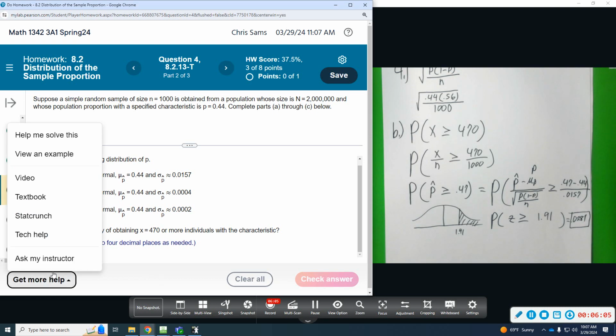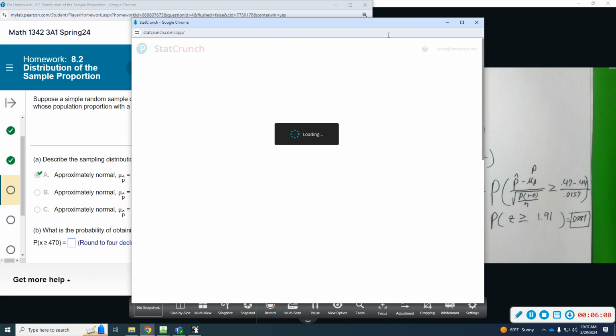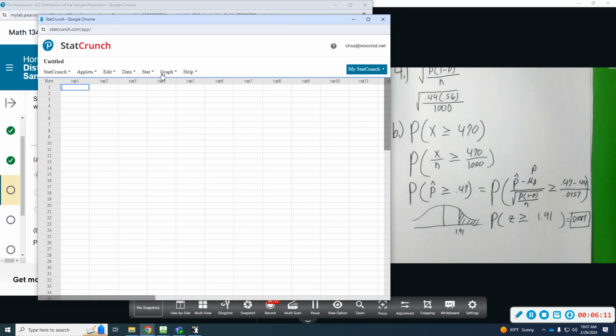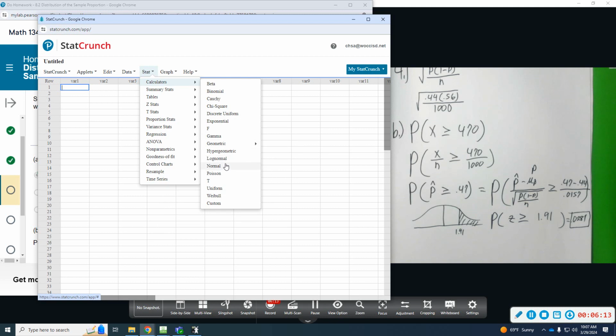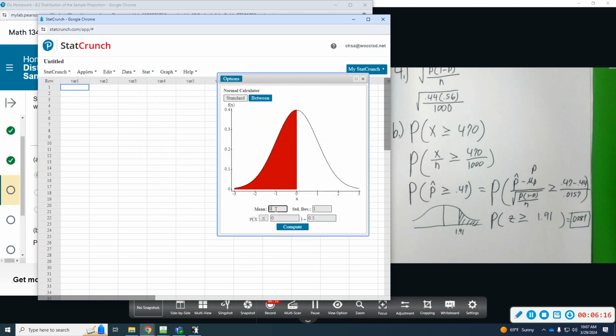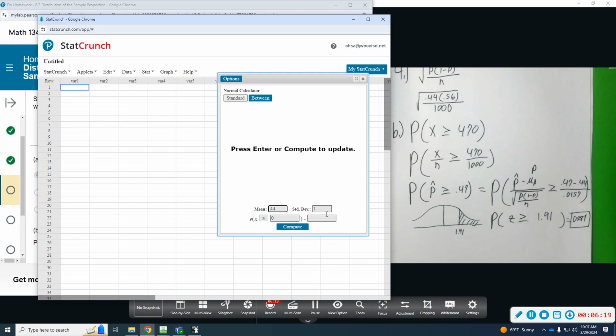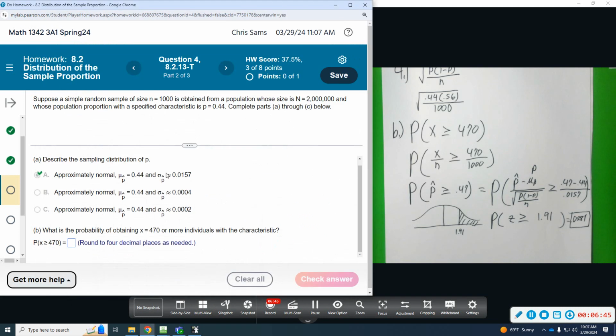Since the system is only providing us with StatCrunch, let's go ahead and make sure we get the same over here, and I'll just use that moving forward. Normal, the mean 0.44, standard deviation 0.0157 when rounded. We want greater than 0.47. Okay, and you get 0.0280, and ours is just rounded because of approximation. So 0.0280, I think we'll accept that as well. 0.0281, they're very close.